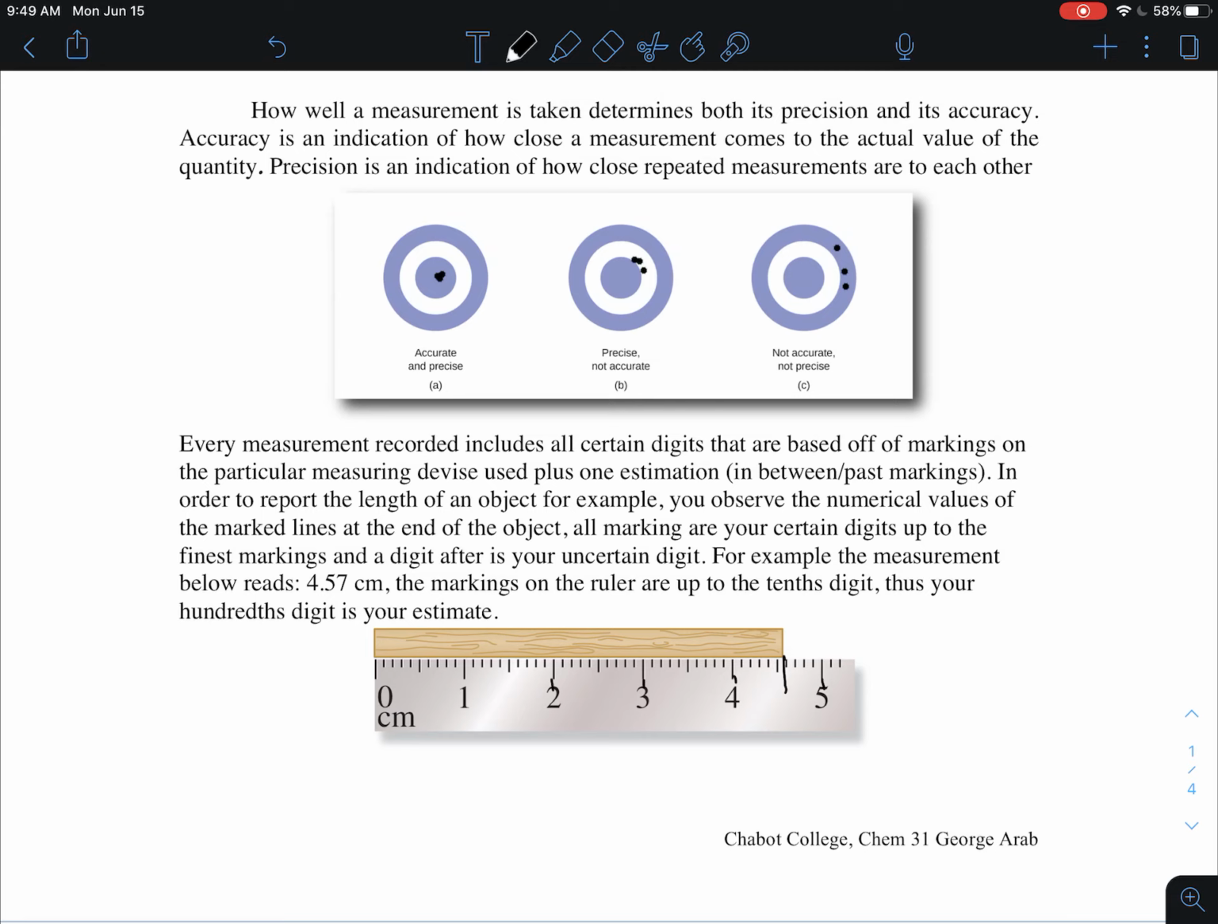So my little wooden stick here goes up to right about here. So I'm between 4 and 5. Then what do my little markings mean? My big markings are the ones. Ones are just that initial number before a decimal. Then what are my little ones? 1, 2, 3, 4, 5, 6, 7, 8, 9. So those are my tenth spot.